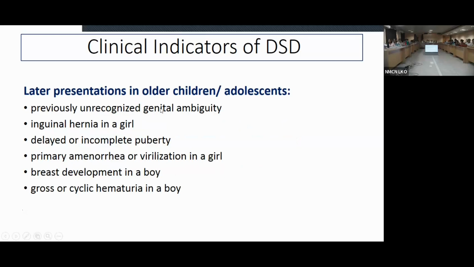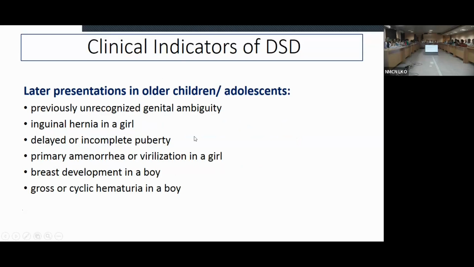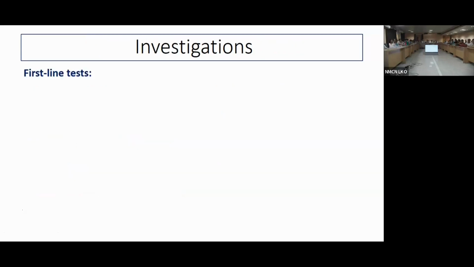Later presentations: previously unrecognized genital ambiguity, inguinal hernia in a girl, I showed you, in an individual reared as a girl, rather. Then delayed or incomplete puberty, primary amenorrhea or virilization in a girl, breast development in a boy, gross or cyclic hematuria in a boy. So why would that happen? Basically an individual reared as a male, actually having the Mullerian structures inside, and may have menstrual bleeding, which is mistaken to be cyclic hematuria. So all these kinds of presentations could happen.